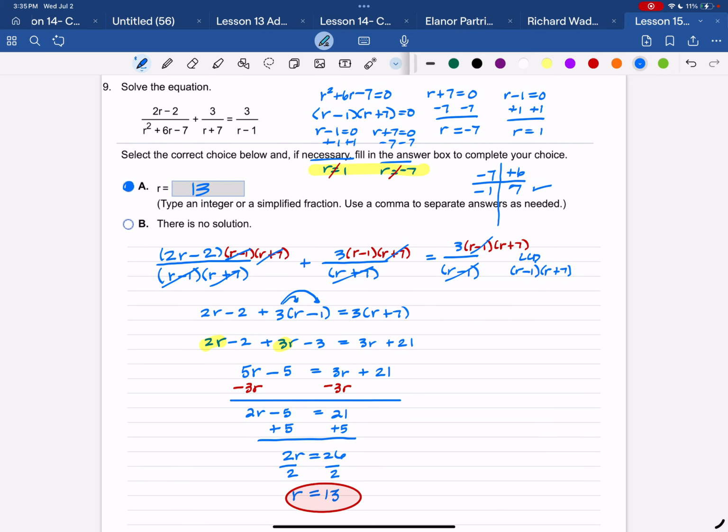So you can always check at the end, but I find you're less likely to make a mistake and include an excluded value if you think about those up front. Okay, so think about those values that the variable cannot be before you solve, and that way you'll be alerted to that and you won't accidentally put it in the solution.